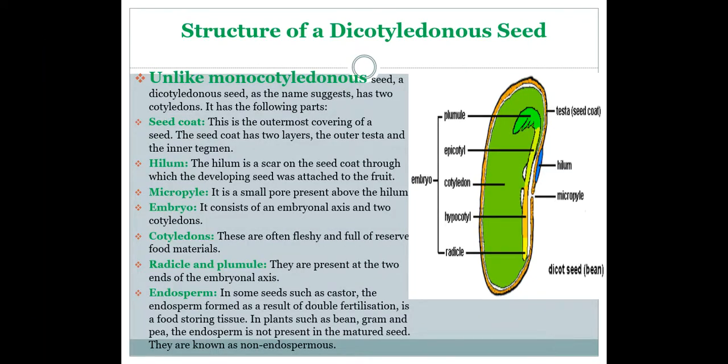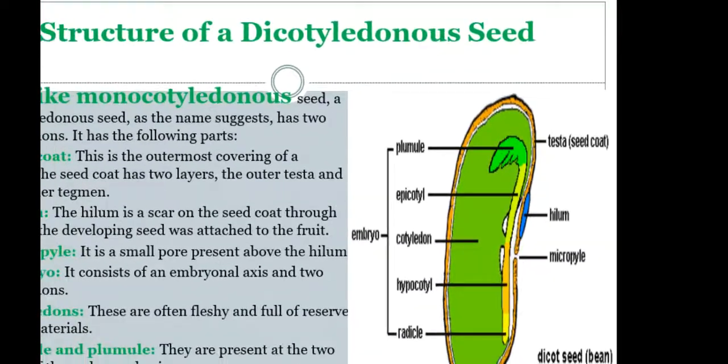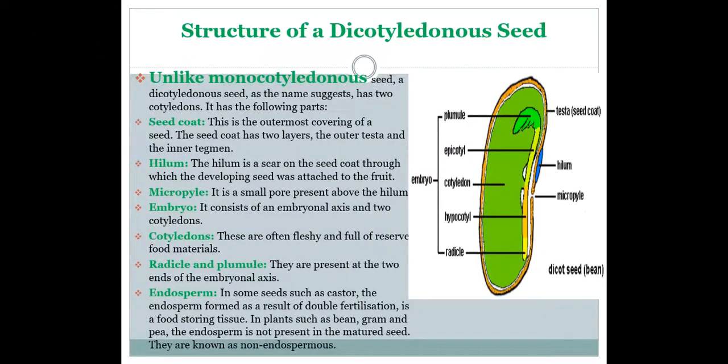Next is the structure of dicotyledon seed. Unlike the monocotyledon seed, a dicotyledon seed, as the name suggests, has two cotyledons. It has the following parts. First is seed coat. This is also the outermost covering of the seed. Next is hilum. Hilum is a scar on the seed coat through which the developing seed was attached to the fruit. You can see the hilum in this blue color. Next is micropyle. Micropyle is a small pore present above the hilum.